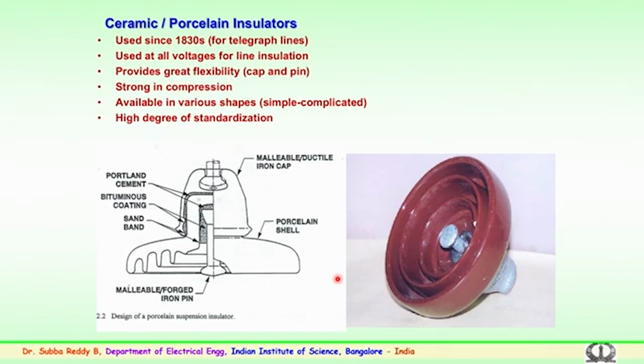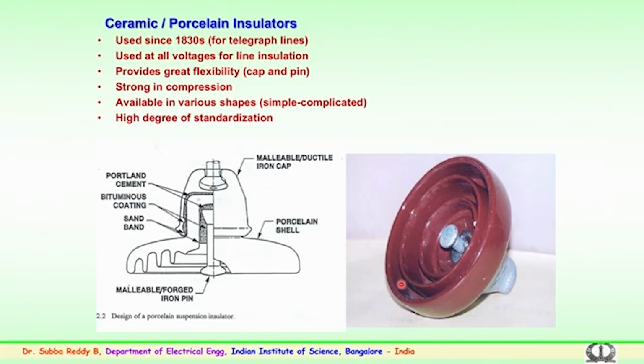As mentioned, this has been used for the last 100 years, and they are used for all voltages for any type of line insulation, and they provide greater flexibility because of this cap and pin arrangement, and they are strong in compression, particularly because of the compressive loads from wind variation and tension. They are very good at compression. That is one of the advantages of using ceramic insulators. They can take better compressive load in comparison to other insulation.